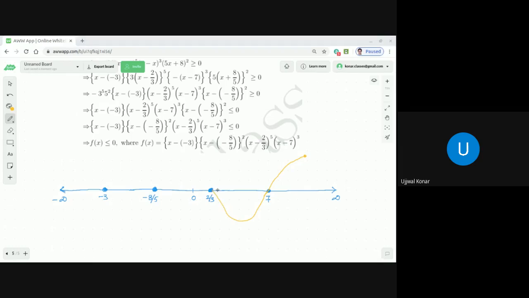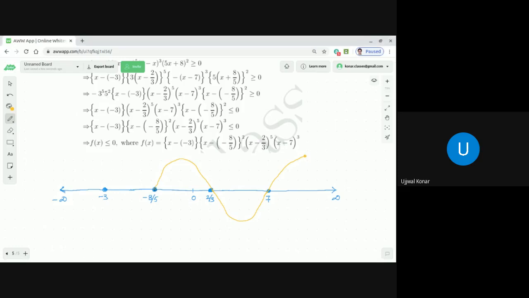What is 2 by 3, dear students? x minus 2 by 3 power is 5, which is odd. As it is odd, definitely I'll cross the number line, dear students. I go up and come down. Where I'll come: x minus 8 by 5. Power is what? Power is 2, which is even. So I'll jump. I'll not cross the number line.